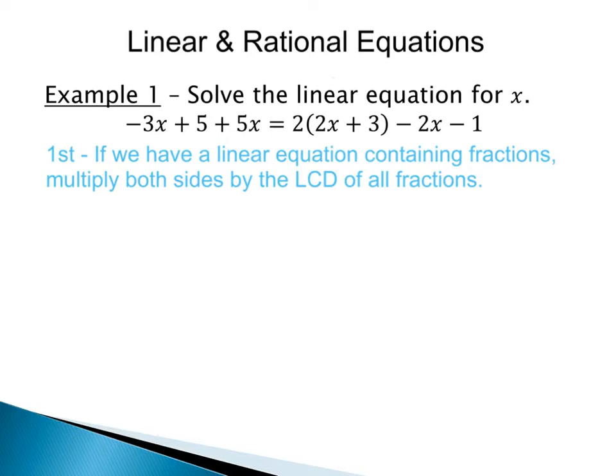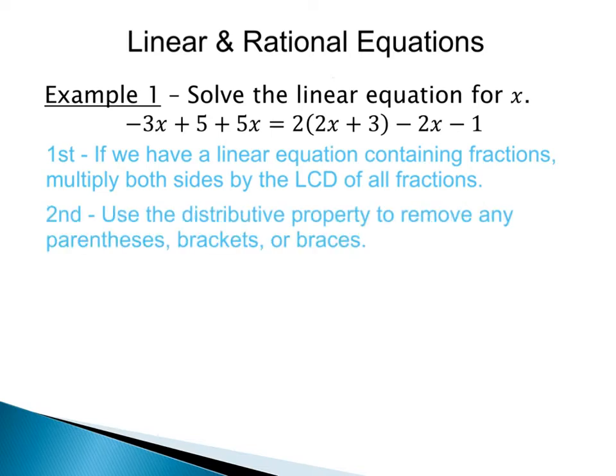Second, you'd want to use the distributive property to remove any parentheses. So this is where we are at right now. We have negative 3x plus 5 plus 5x equals 2 times the quantity of 2x plus 3, minus 2x minus 1. From here, we are going to use the distributive property on the right-hand side to distribute the 2 to the 2x and the 2 to the 3. My left-hand side is going to stay the same, negative 3x plus 5 plus 5x equals, distributing the 2, we would get 4x plus 6 minus 2x minus 1.